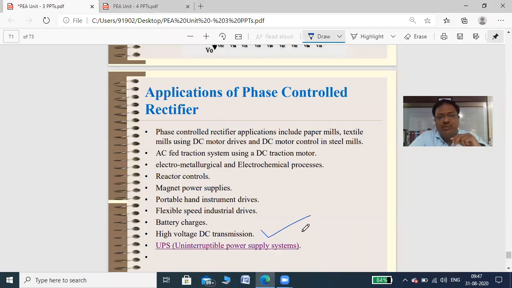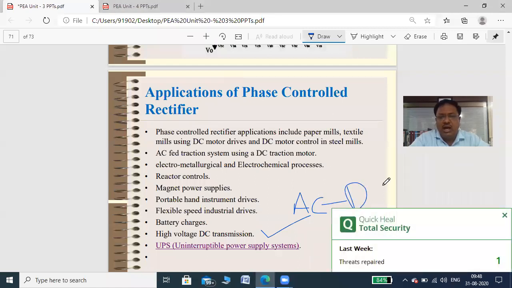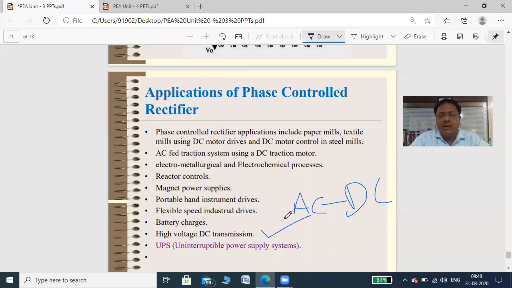Now for DC transmission, conversion of AC to DC is required, because most of the power generation centers basically generate AC power. So that AC power should first be converted to DC and then transmitted over a longer distance via DC transmission. So AC to DC conversion, that is, rectifiers are required. Maybe high power rectifiers or high power converters, controlled converters, are required.